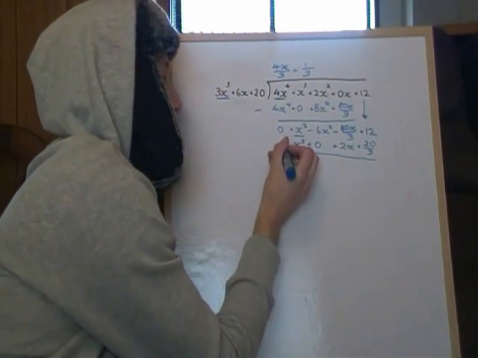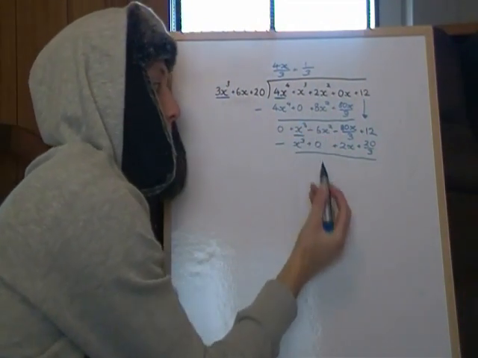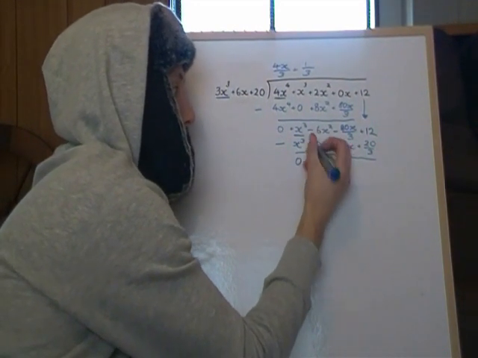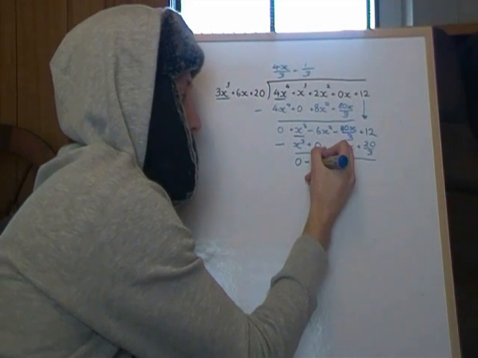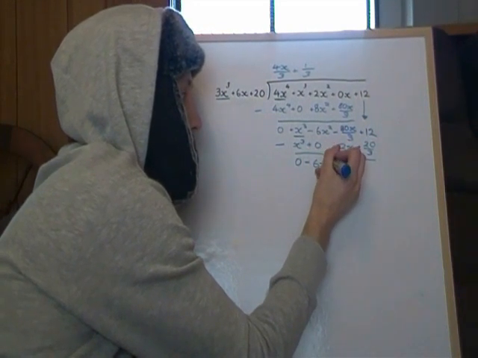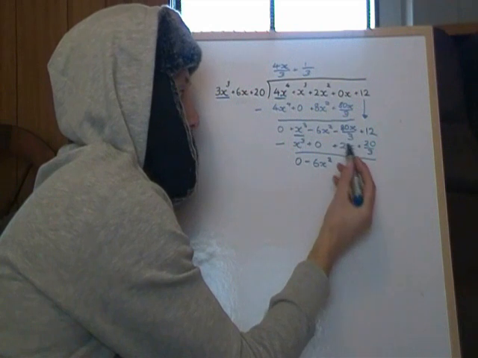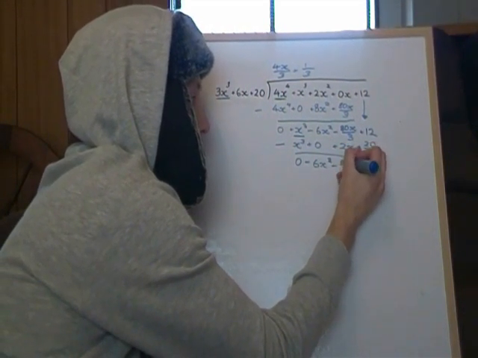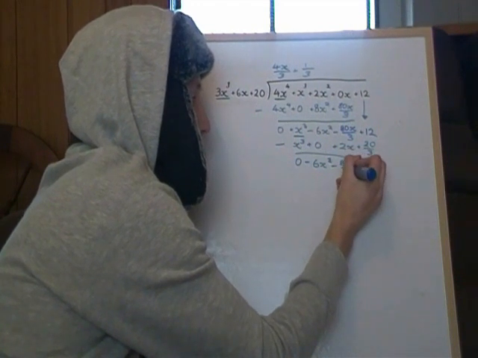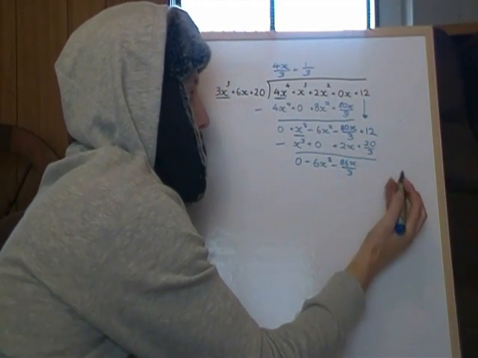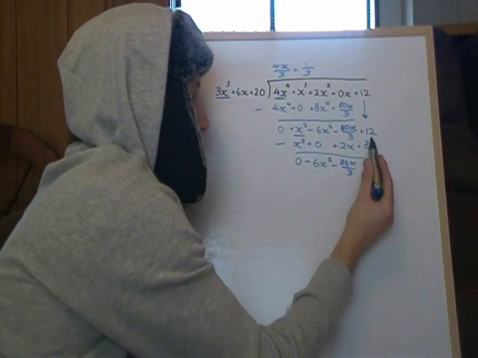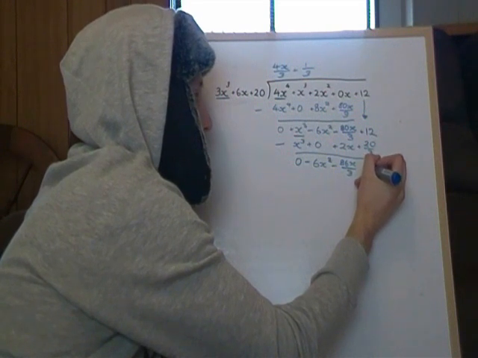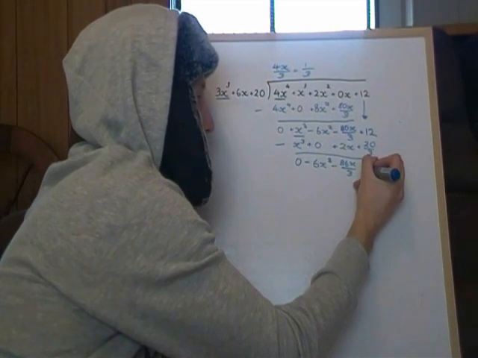And again, we minus these two rows together. x to the power of 3 minus x to the power of 3, 0. Minus 6x squared minus 0 is minus 6x squared. Minus 80x on 3 minus 2x is minus 86x on 3. And 12 minus 20 on 3 is 16 on 3.